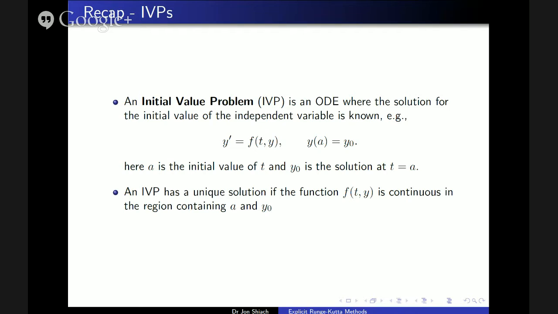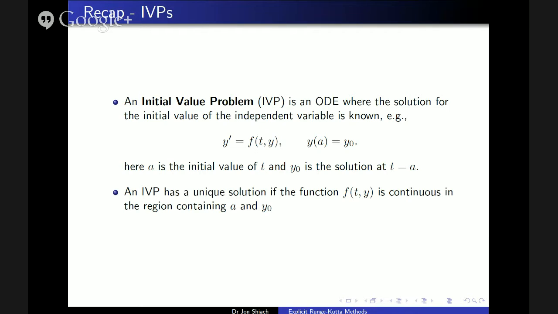If we had a higher order ODE, in order for the initial value problem to be defined, we have to know the initial value of the derivative. So if this is a second order ODE, as well as knowing y at the initial value, we'd also have to know y dash at the initial value. So that's what an IVP is, an initial value problem. We know what the initial value of y is.